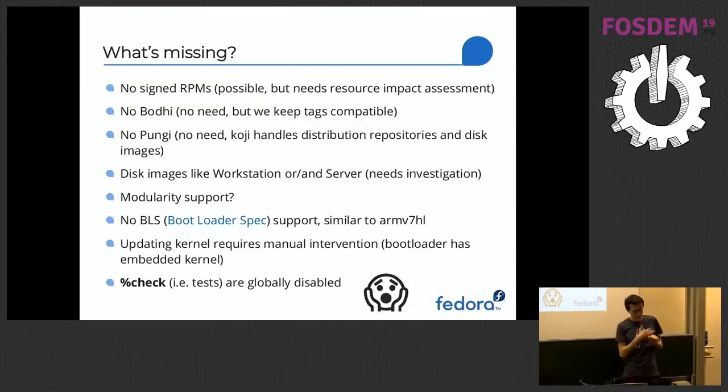We don't have Bodhi. Bodhi basically moves RPMs between different tags in Koji. For example, you build a package which lands in one tag, but someone needs to sign it, so you need to move it between different tags before it lands in the final repository. At this stage, we don't need it. It runs on Pungi. Pungi is something which assembles the repositories and the disk images and everything else. We just use the basic Koji stuff. It does exactly the same. And we don't do default Fedora disk images, but we probably could do that. I don't see why not.